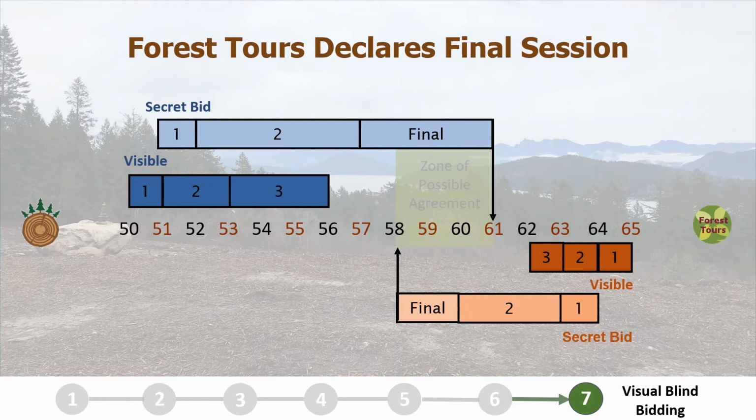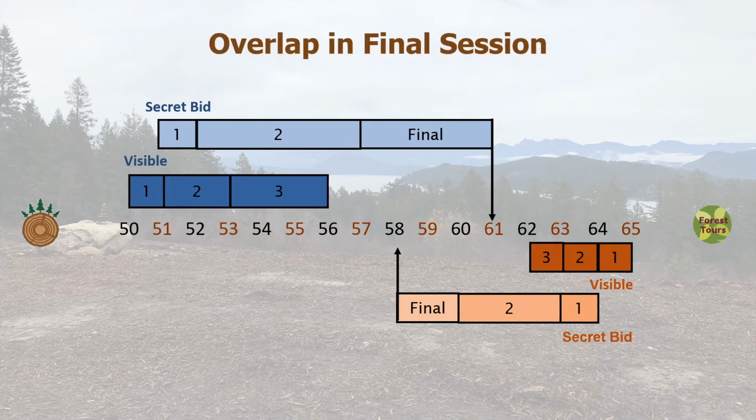Therefore, without knowing what Forest Tours' final concession is, Timberco concedes all the way to their limit of 61%, which creates an overlap of 3% between 58 and 61%. Clearly, we have a deal, but what is it?